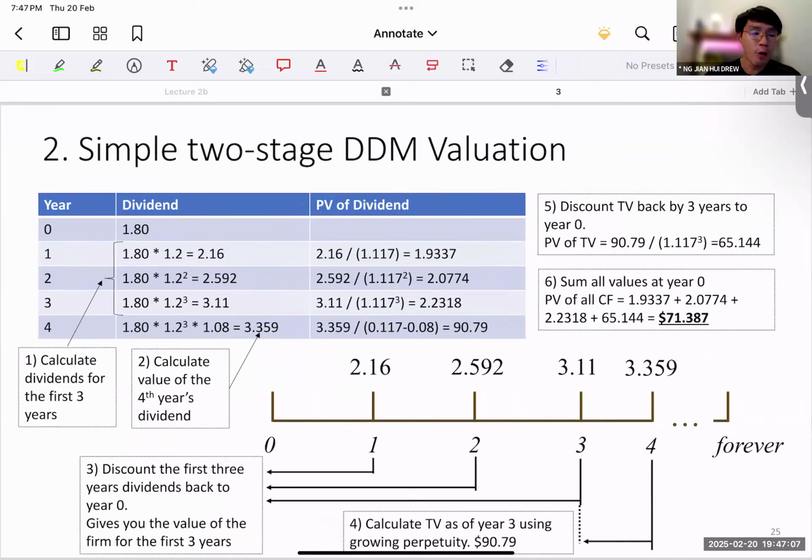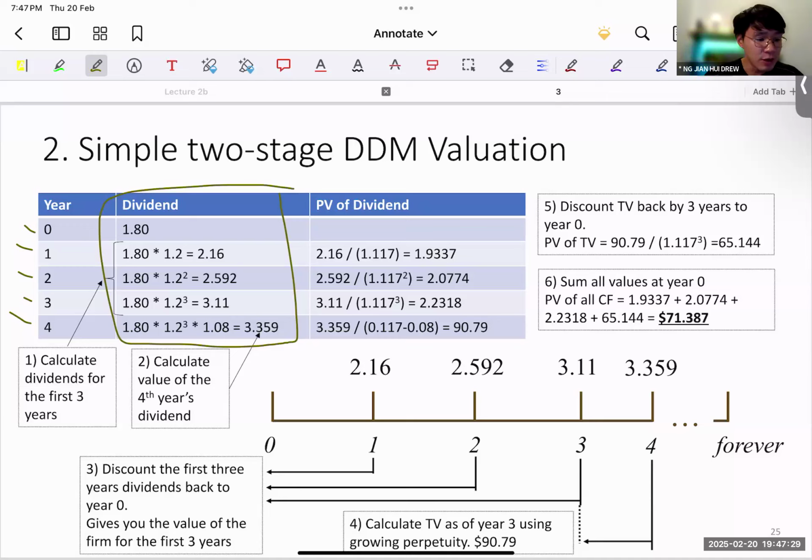Okay, so we have 4 years, right? We drew a timeline of 4 years: Year 0, 1, 2, 3, 4. And we know that for each year, with our dividends for the first 3 years, our dividends will be growing at 20%. So let's just focus on this part here first.